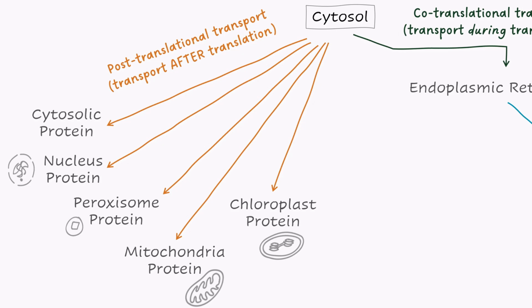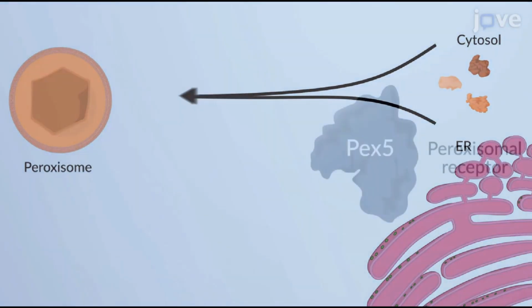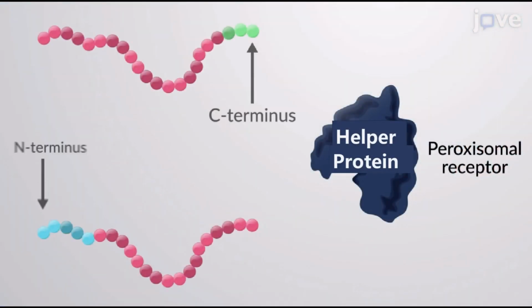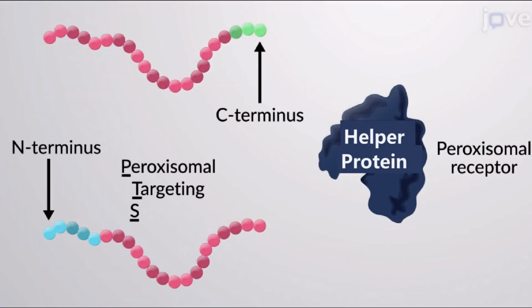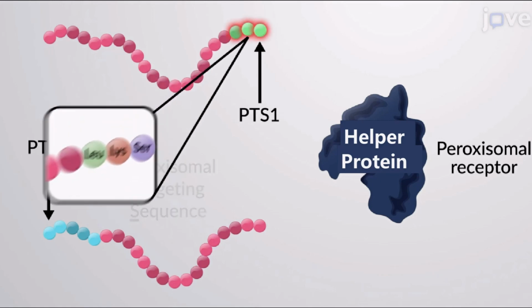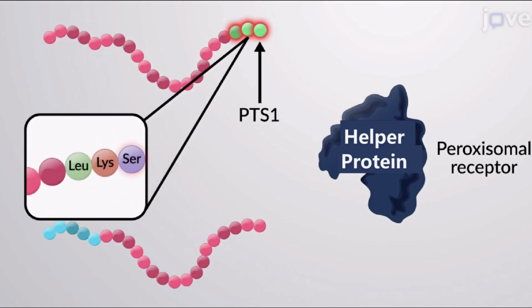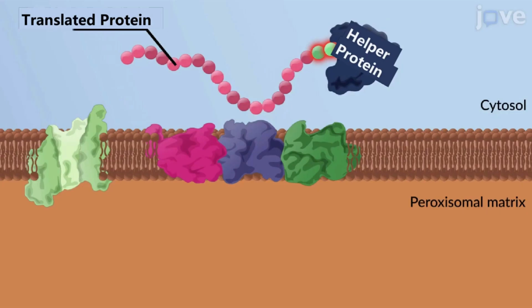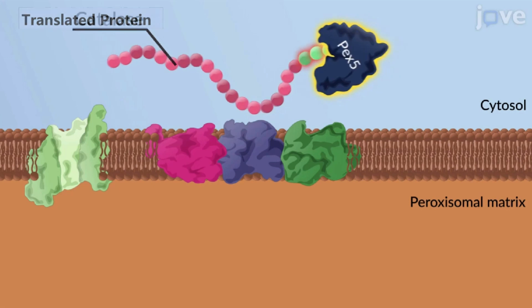As an example, let's consider delivery to the peroxisome, an organelle involved in detoxification. Proteins needed in the peroxisome have a specific sequence of amino acids called a peroxisomal targeting sequence, or a peroxisomal targeting signal. The classic signal consists of just 3 amino acids, serine, lysine, and leucine, found at the very end, or the C-terminus, of a protein. This pattern of amino acids is recognized by a helper protein in the cytosol, which brings the protein to the peroxisome.